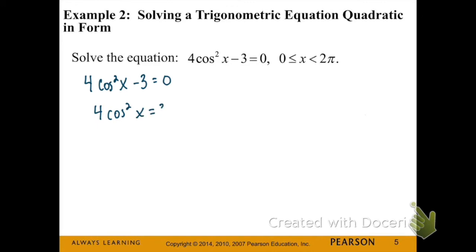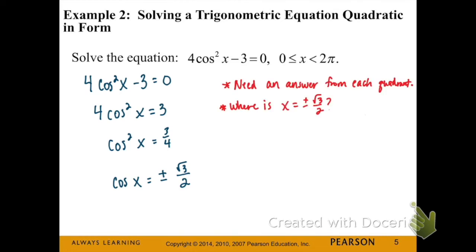So we add the 3 over, divide by 4, and then we square root both sides. Anytime we take a square root, we need to put a plus minus in our answer. So we have cosine of x equals plus or minus square root 3 over 2. We're going to have an answer from each of the quadrants this time because we have a positive and a negative square root 3 over 2. So we're looking in all 4 quadrants to find out where x is equal to either a positive square root 3 over 2 or a negative square root 3 over 2.